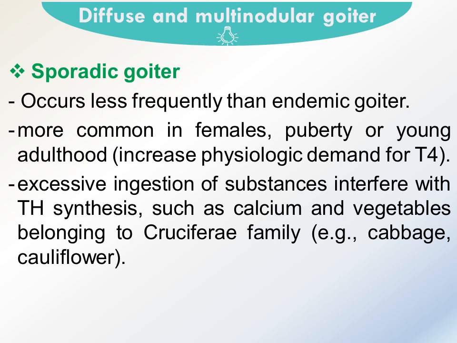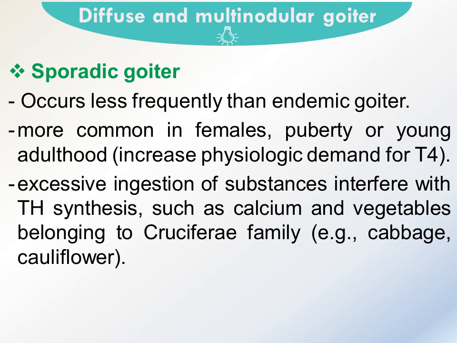The other is sporadic goiter, which occurs less frequently than endemic goiter. The condition is more common in females than in males, with a peak incidence in puberty or young adulthood, when there are increased physiologic demands for T4.